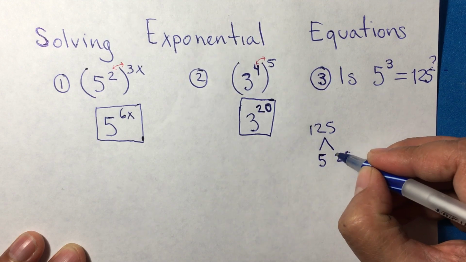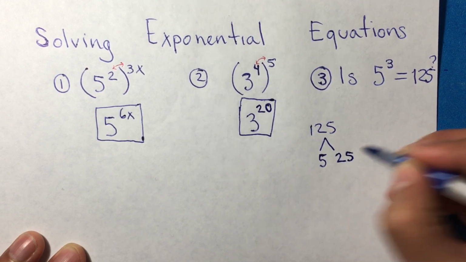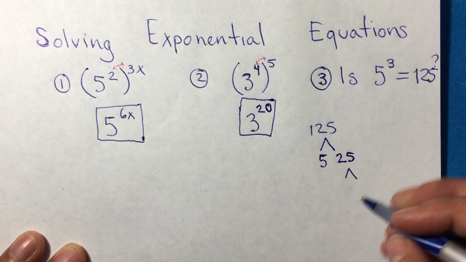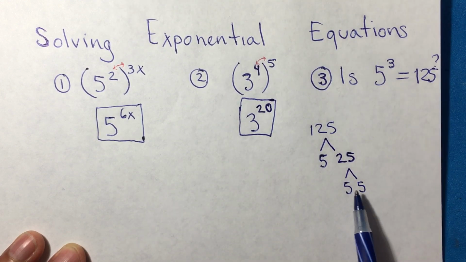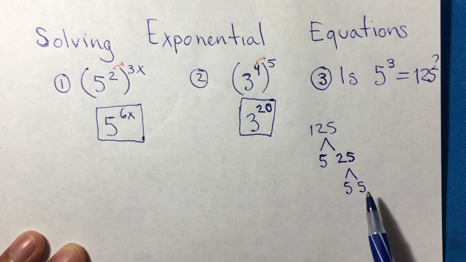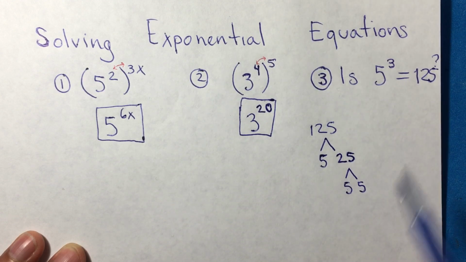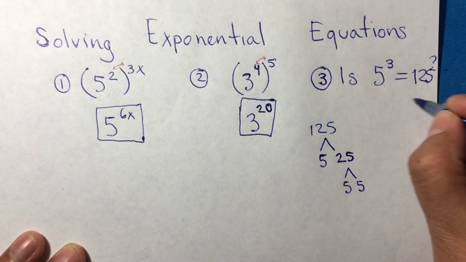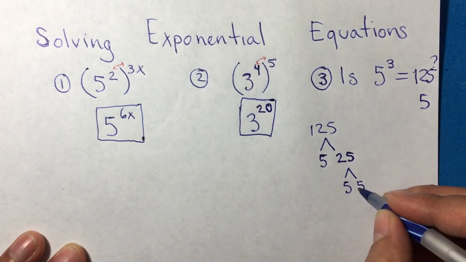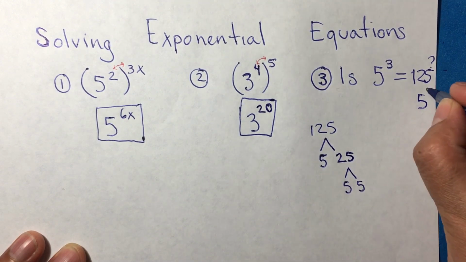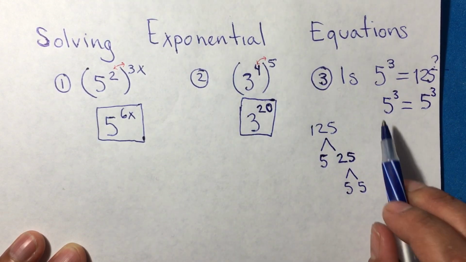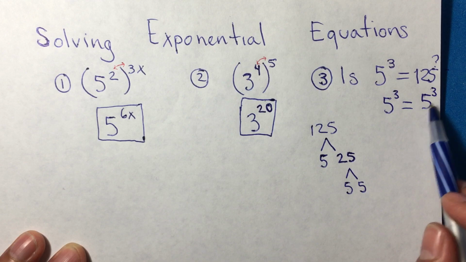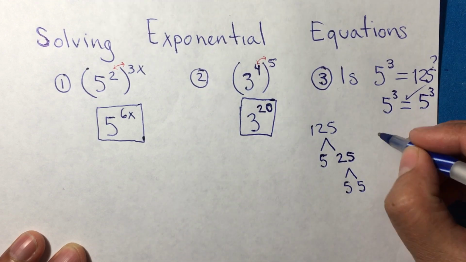If you need to use your calculator, go ahead and use it. Then in here, 25 is 5 times 5. As you can see, the prime factors in this prime factorization is 5 times 5 times 5, which is 125. We put it in here. It's just 5 multiplied times itself 3 times. Bring down the other side, and you can see that 5 cubed equals 5 cubed, so we say yes.